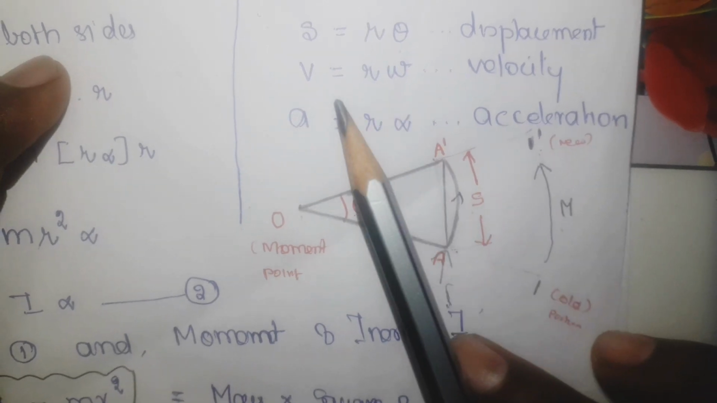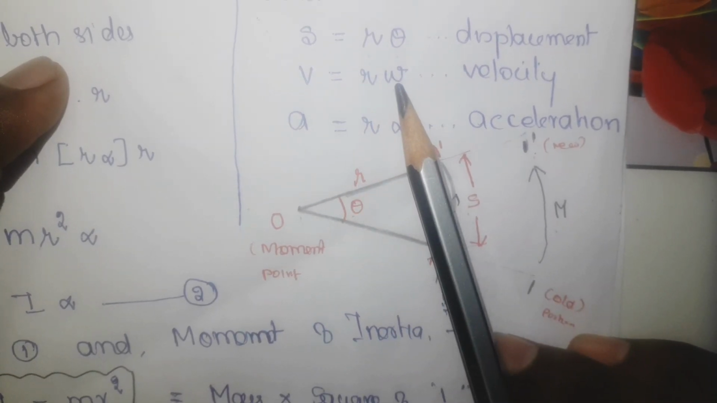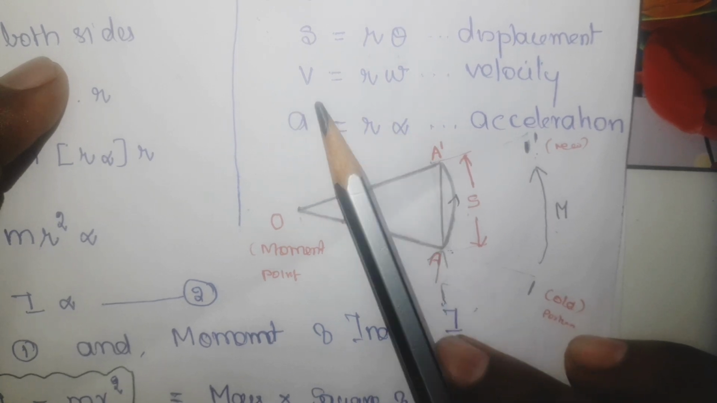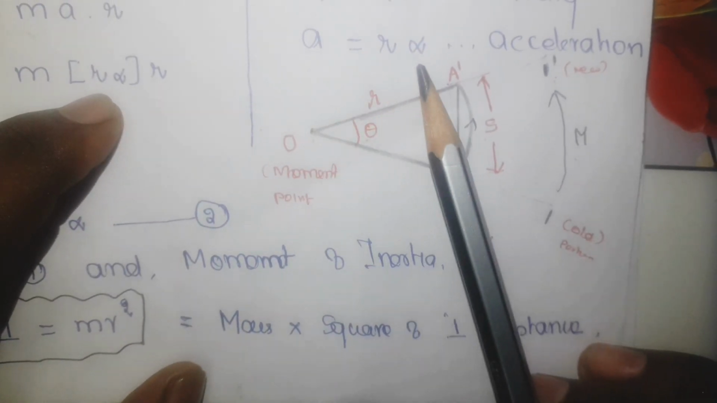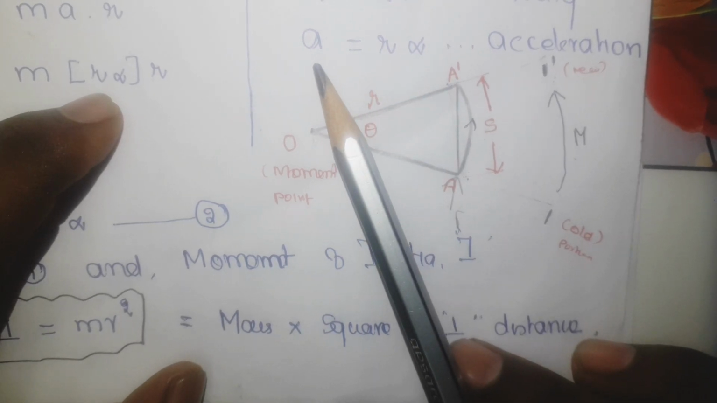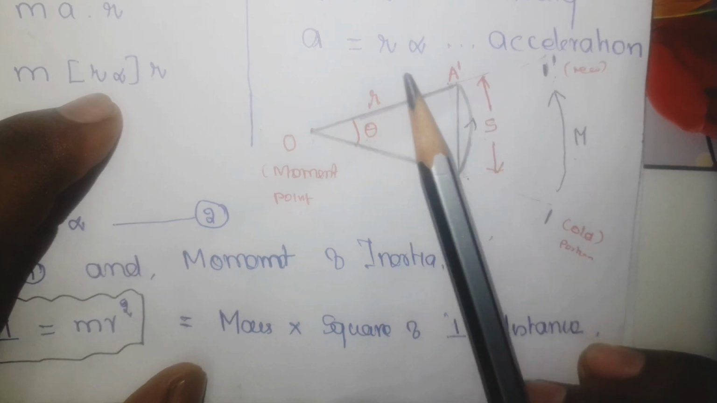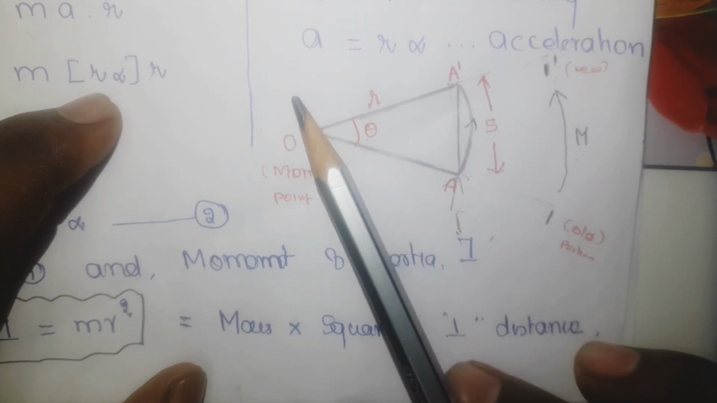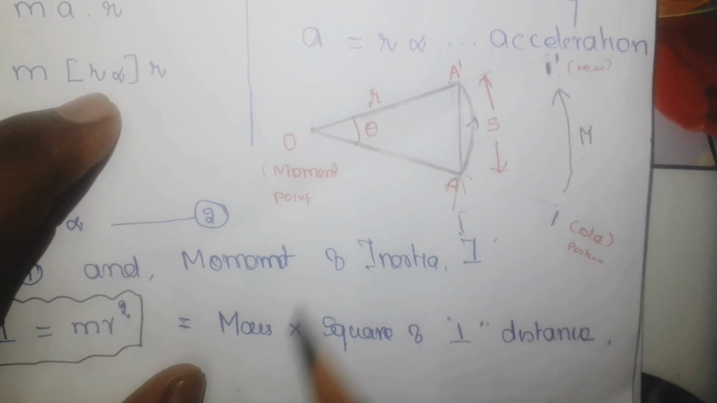Similarly, V is the linear velocity, omega is the angular velocity. Now this is the relationship. And A is the linear acceleration and alpha is the angular acceleration. Now the relationship is A equal to R alpha. Okay, so this is the relationship between linear or translational motion and rotational motion.